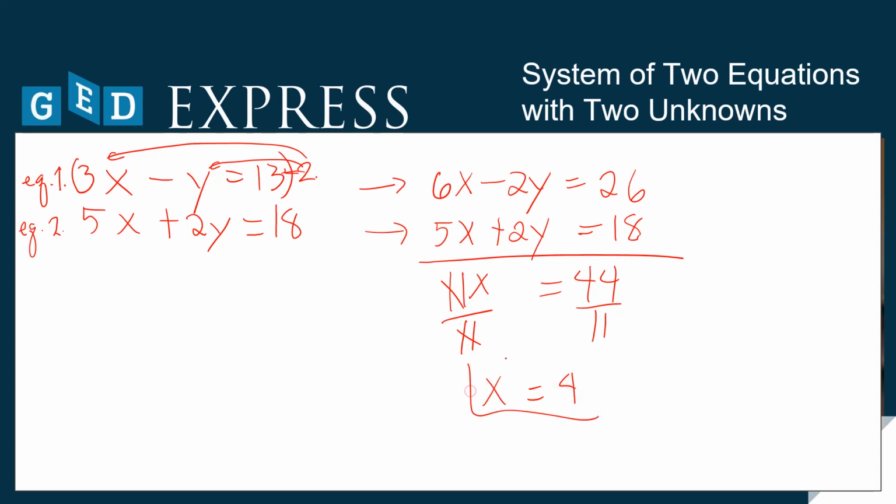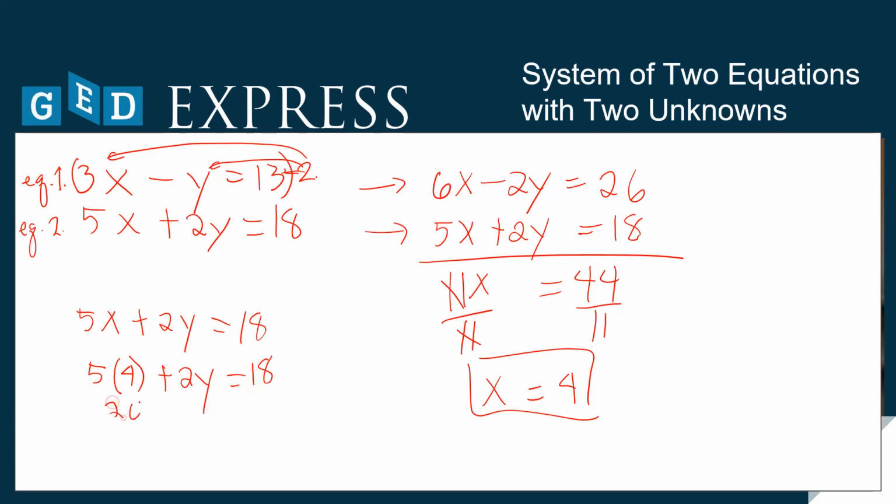4. Now, since I already have the value of x, the next step that I should do is to use that result to find the value of the other variable. I'm going to pick either equation 1 or equation 2 to substitute the 4. I'm going to choose equation 2. 5x plus 2y equals 18. I'll substitute the 4 for the value of x. So we have 5 times 4 plus 2y equals 18. 5 times 4 is 20 plus 2y equals 18.